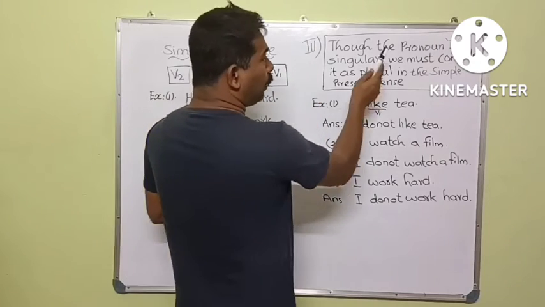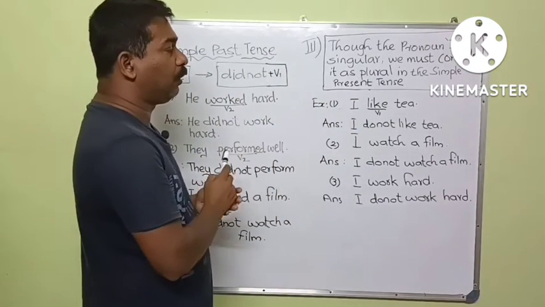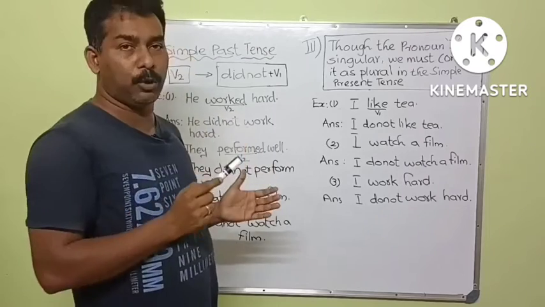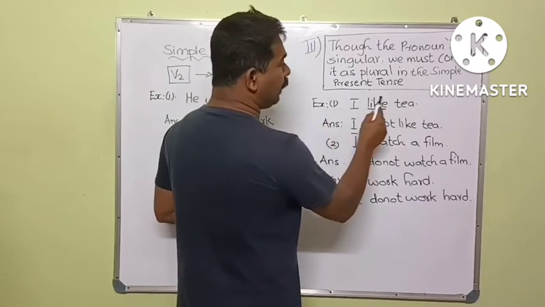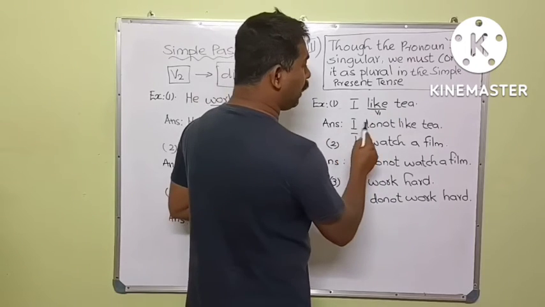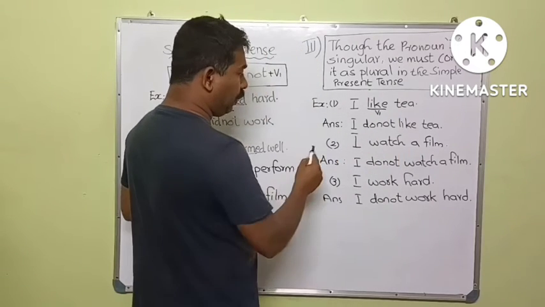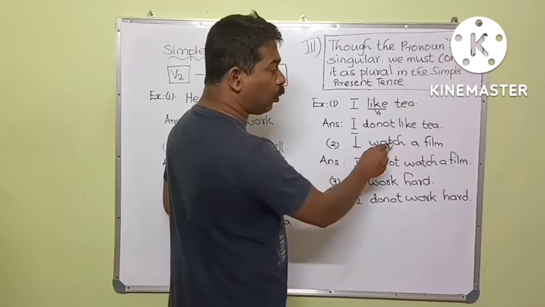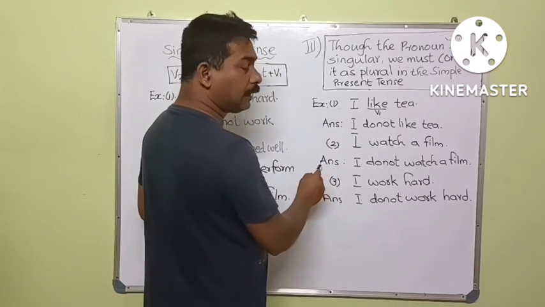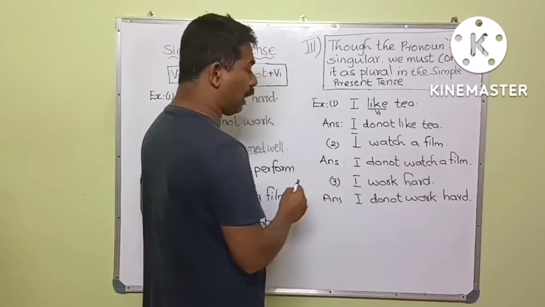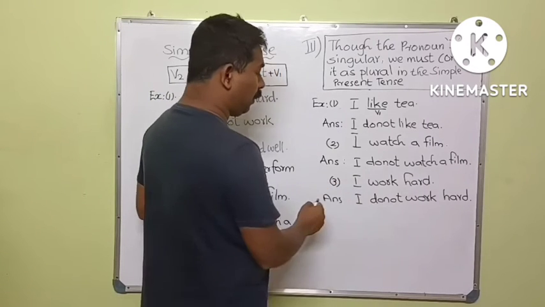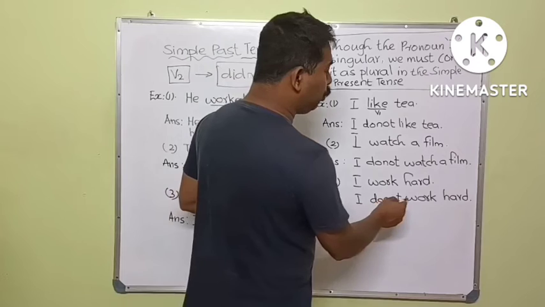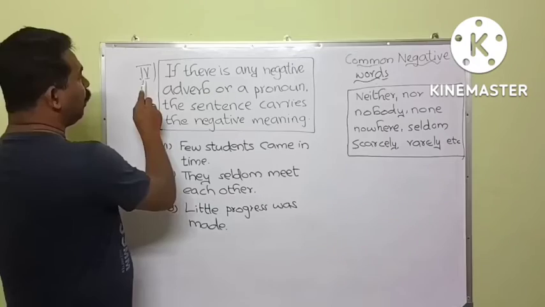Rule number 3, though the pronoun I is singular, we must consider it as plural in the simple present tense. Example number 1, I like tea. Answer, I do not like tea. Example number 2, I watch a film. Answer, I do not watch a film. Example number 3, I work hard. Answer, I do not work hard.